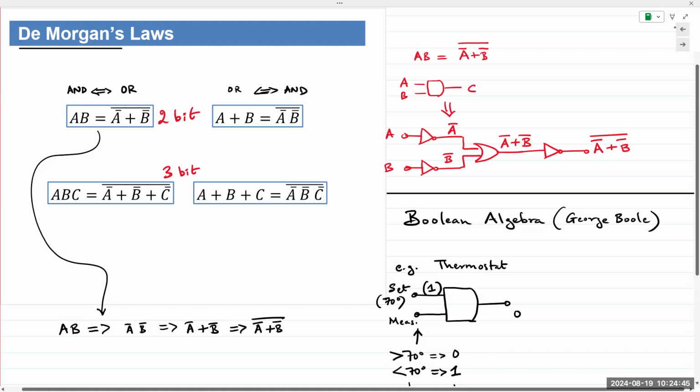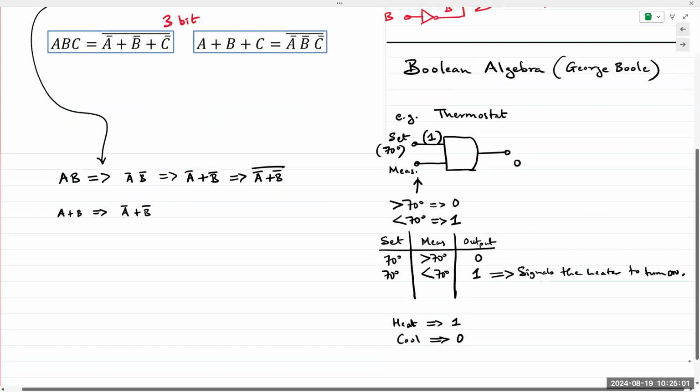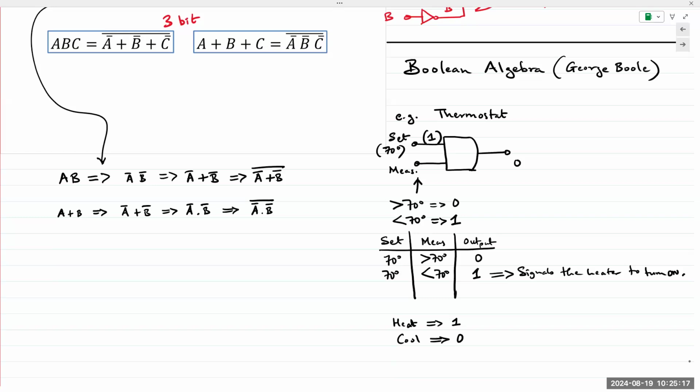And the same thing goes for the second law. If you have an OR function and you wish to convert it to an AND function, you have A plus B, invert it, and then change the OR function to an AND function, and then finally you invert that output. And that's how you obtain the right side of that equation. All right, let's take a 10-second pause. Let me know if you have any questions.